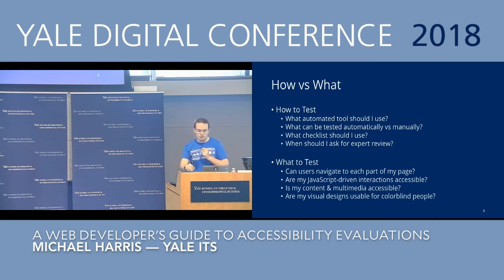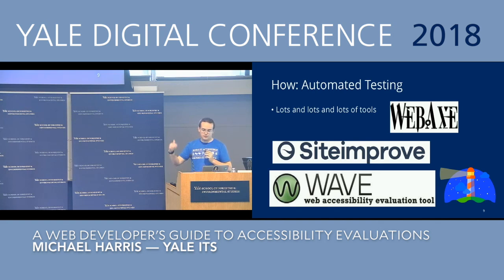So I'll briefly go over how to test, but then I want to really dig into what to test. There are 4 basic ways of thinking about testing. The first is automated testing. Most people, when they first hear of accessibility, think accessibility is a scan that they can run, and there are accessibility scanners. There are dozens and dozens and dozens of them.